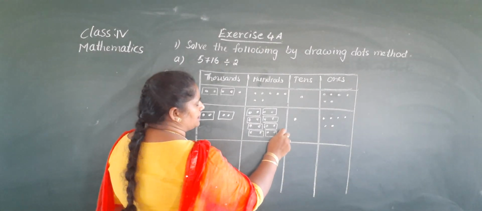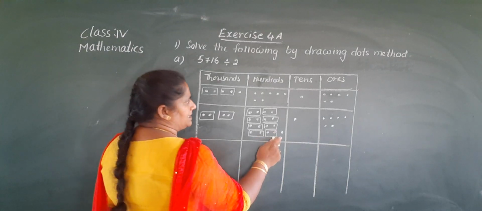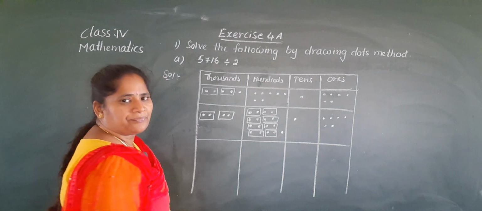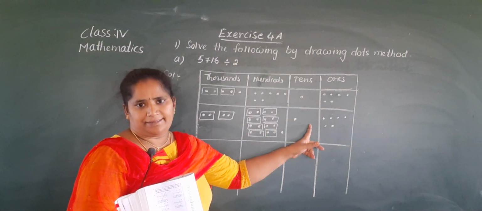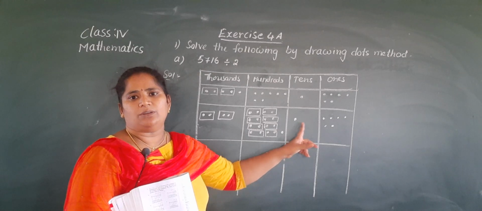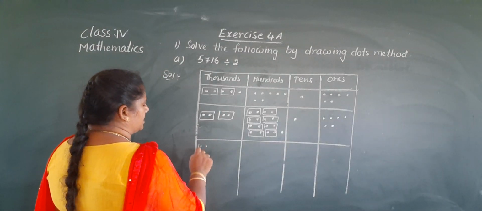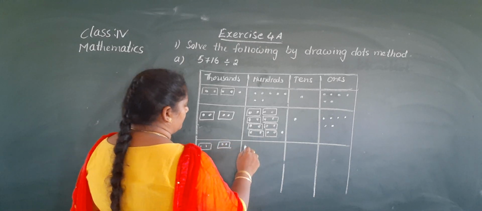Next, how many dots left here? Yes, 1 dot. So now you remove this dot from the hundreds place and add into the tens place. And we know that very well. 100 equal to 10 tens. So my dear children, write as it is these groups. You have to continue these groups.